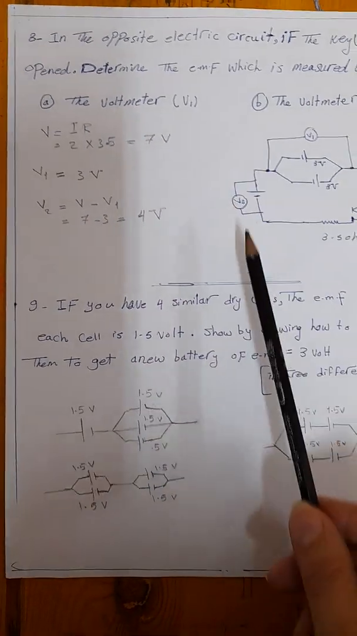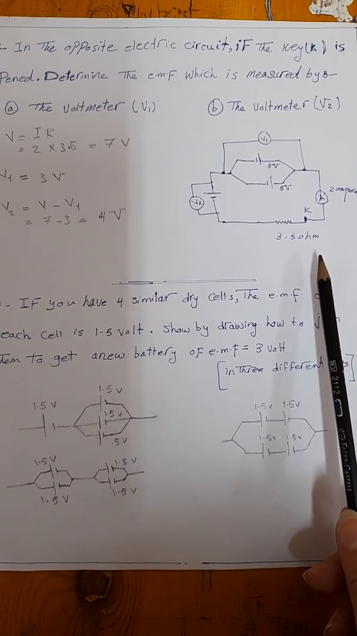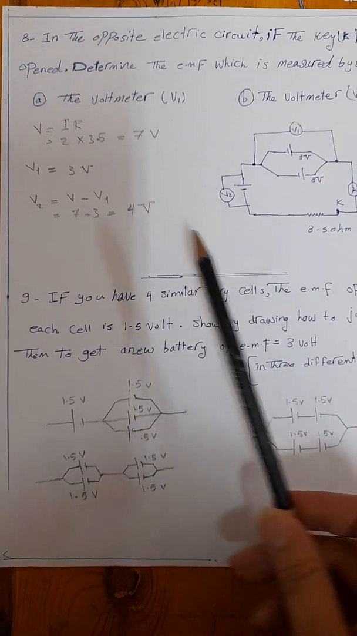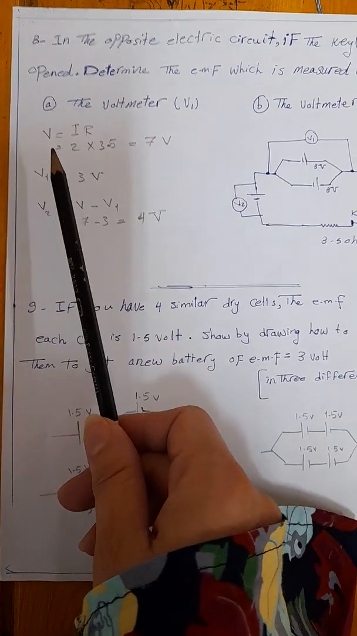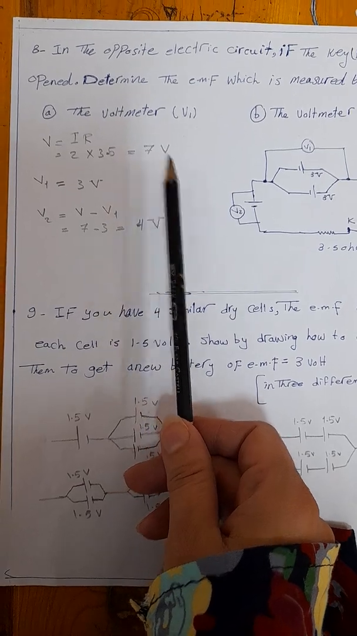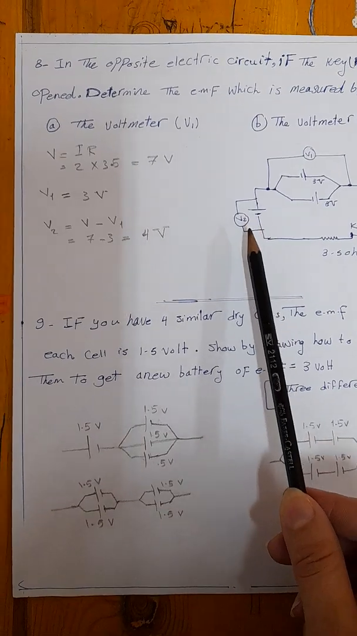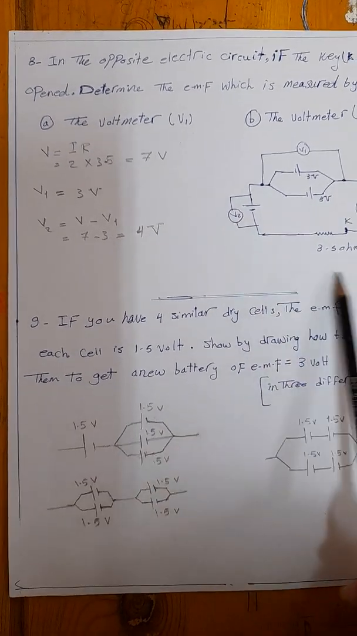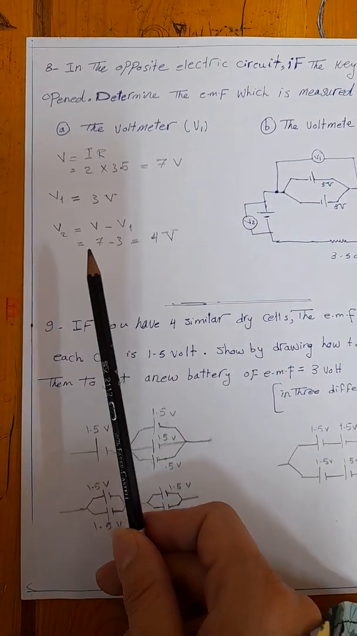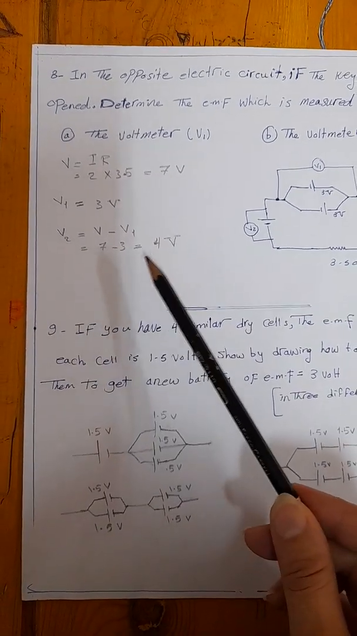The total potential difference of the circuit, V equals I times R, intensity times resistance. So V, the total potential difference, equals 2 times 3.5 equals 7 volts. V2 equals total potential difference minus V1, V minus V1. So V2 equals 7 minus 3 equals 4 volts.